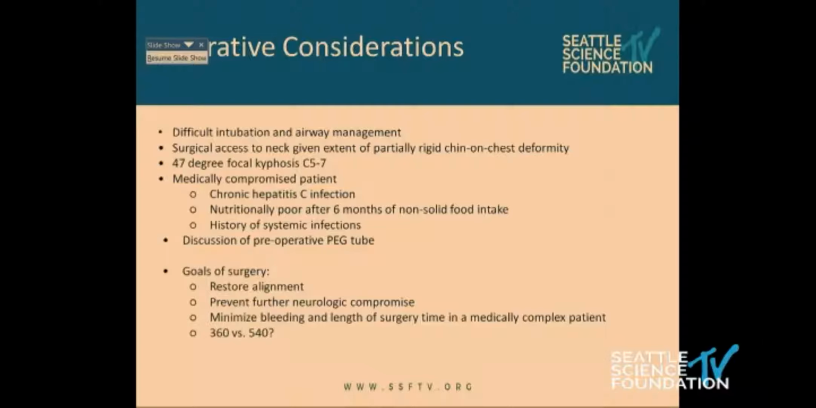Also, the anterior approach is going to make anterior access, given her habitus and chin-on-chest deformity, somewhat difficult. She's also medically compromised. Preoperative PEG tube was discussed, and the goals of surgery were to restore alignment and prevent further neurologic deterioration. The operative plan was 360, 540, just from the front, or just from the back.